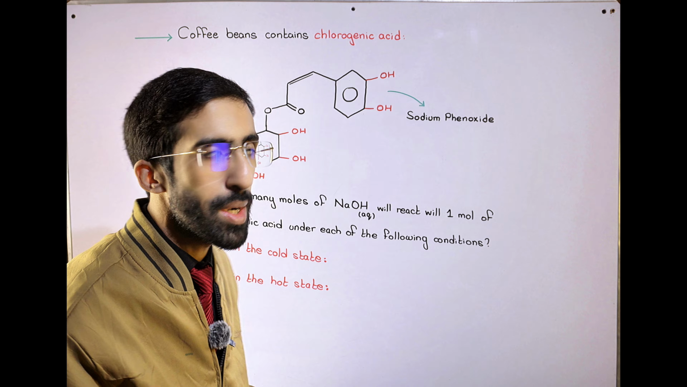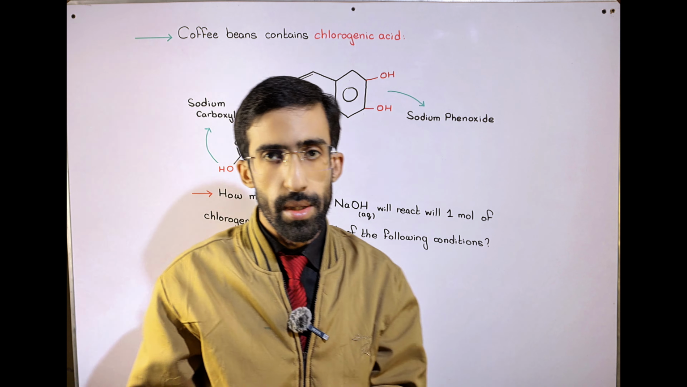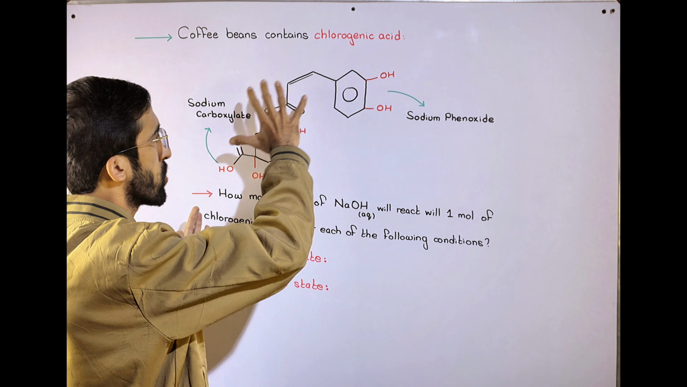Our today's MCQs is about organic chemistry. Now let's come to the statement. Coffee beans contain chlorogenic acid and this is the structural formula of chlorogenic acid. As you can see, there are two phenolic groups and three alcoholic groups, and the third one is the carboxyl group and the fourth one is the ester group.